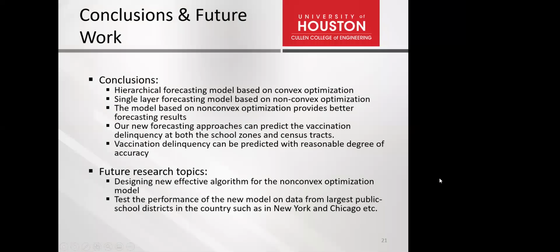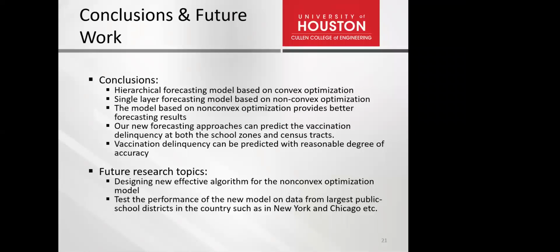Our new forecasting approach can predict the vaccination delinquency at both the school and the census tract level. Secondly, the vaccination delinquency can be predicted with a reasonable degree of accuracy. For future research, we want to design a new effective algorithm for the non-convex optimization model.